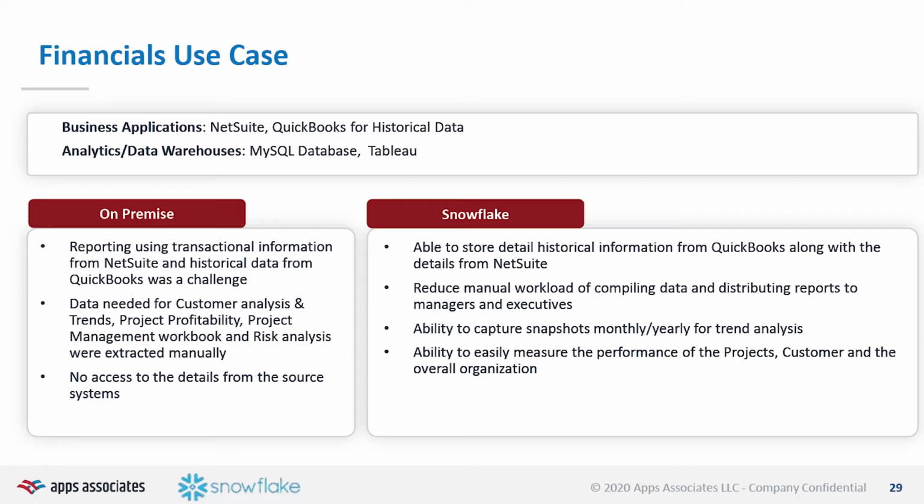And they were able to combine detailed historical information from sites like QuickBooks and NetSuite, combining both sets of information in order to do a proper customer analysis, project profitability, risk analysis, all of those key metrics which are important to drive the organization's performance, measure the organization's efficiency, and get rid of all the manual process that was built into it historically.